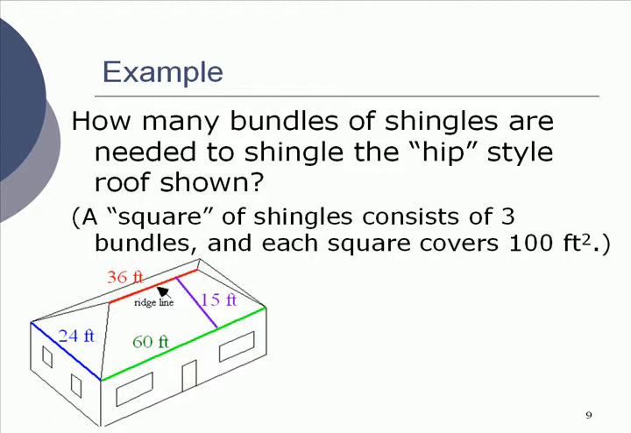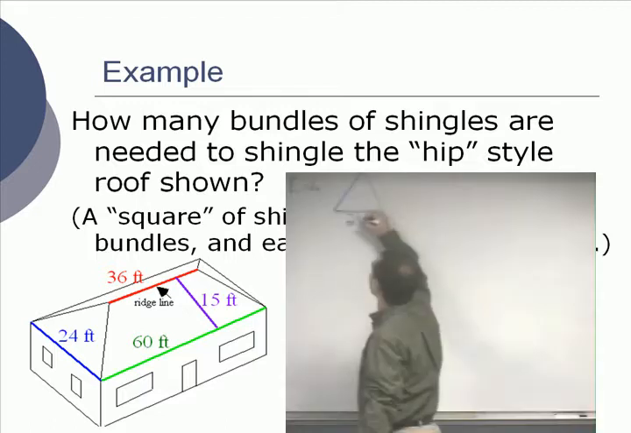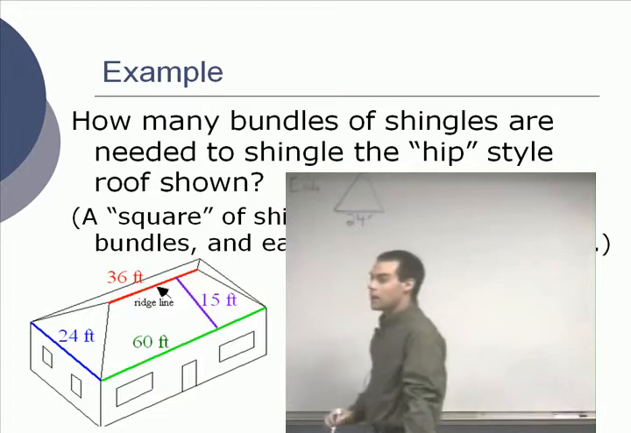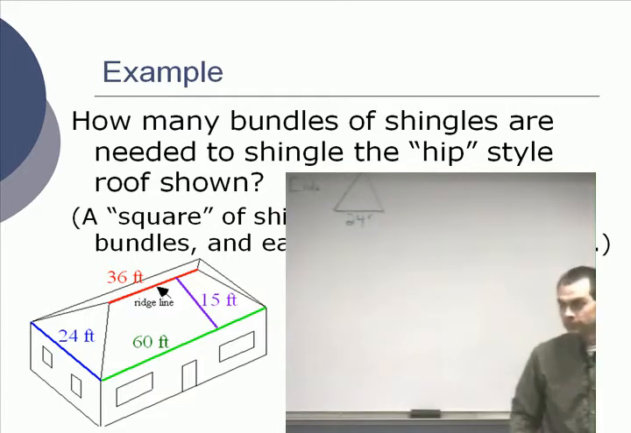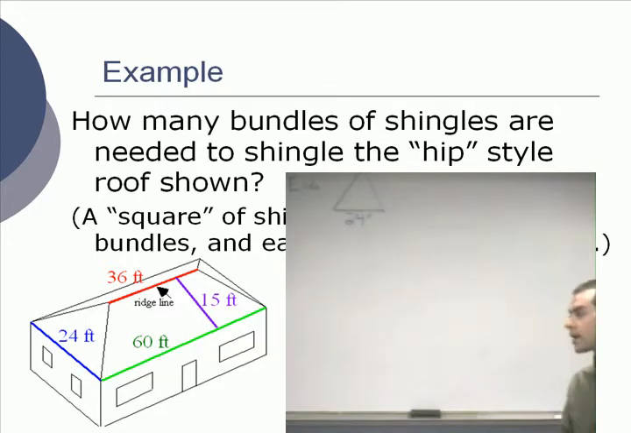Well, you got 2 shapes going on here. What have you got? You got a triangle on the narrow end of the house, and you've got a trapezoid on the long end of the house. So let's start out with the triangles on the ends. The ends of the house are 24 feet wide. And from the lower edge of the roof up to the peak is 15 feet.